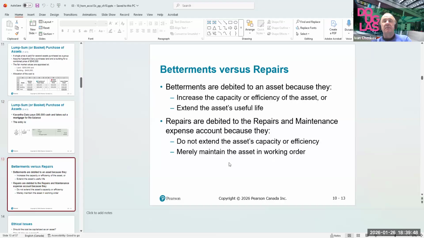Betterment and repairs. What I want you to remember is that repair is always an expense, whereas a betterment will be debited to the asset, because it increases the capacity or efficiency of the asset or extends the useful life of the asset.